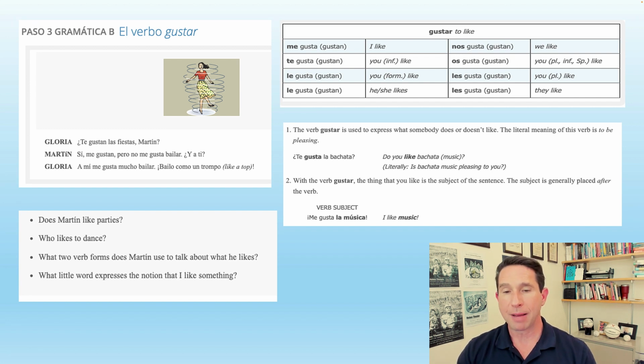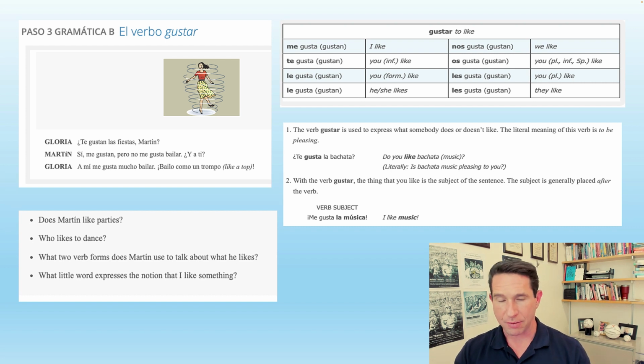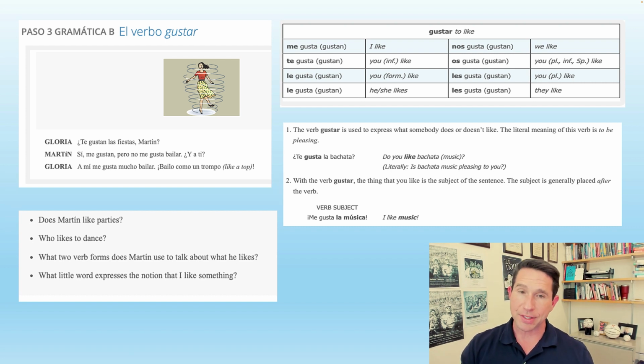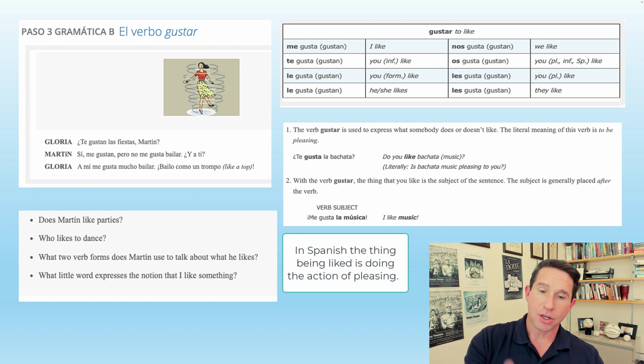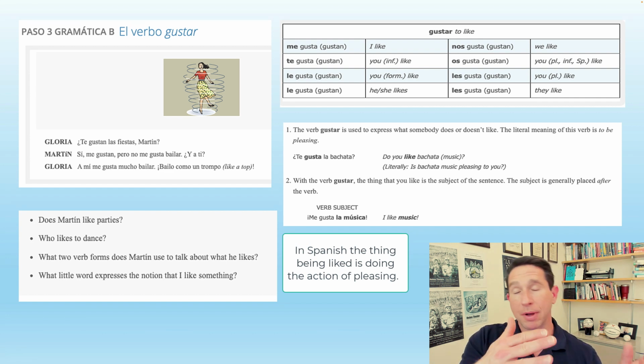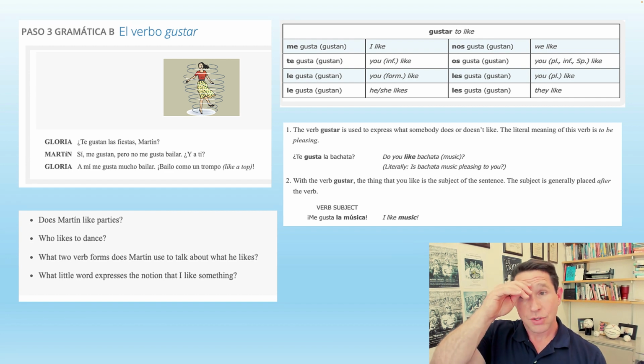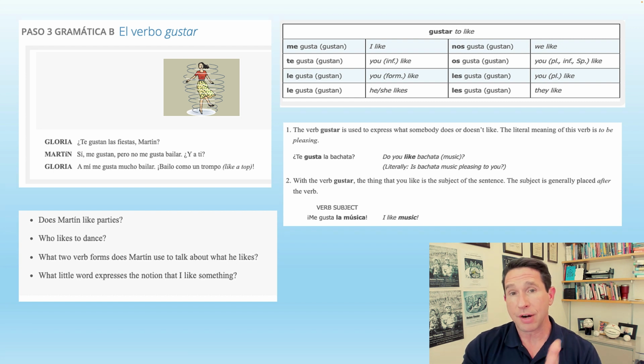Me gusta la música. The music's doing the action of pleasing me, right? In English, it would be I, the subject, do an action of liking music, right? But in Spanish, la música gusta me, right? But me gusta la música, right? So we'll see something different on our verb chart here. I want to see if you guys can pick it out without me telling you explicitly.